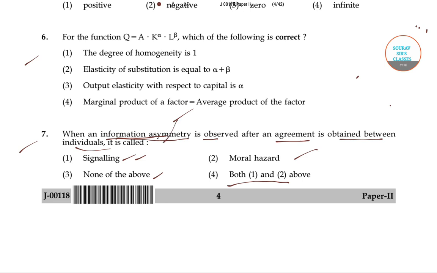So in this case, for asymmetric information, we would conclude option 2 is the right answer. So for question number 7 the right answer is option 2.